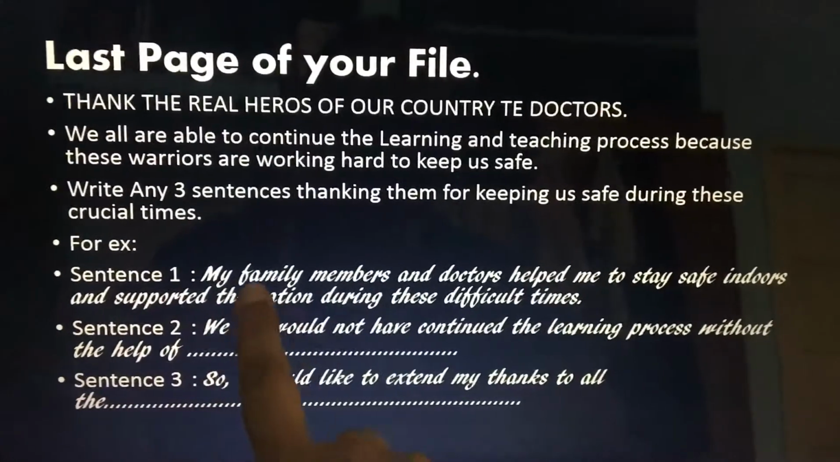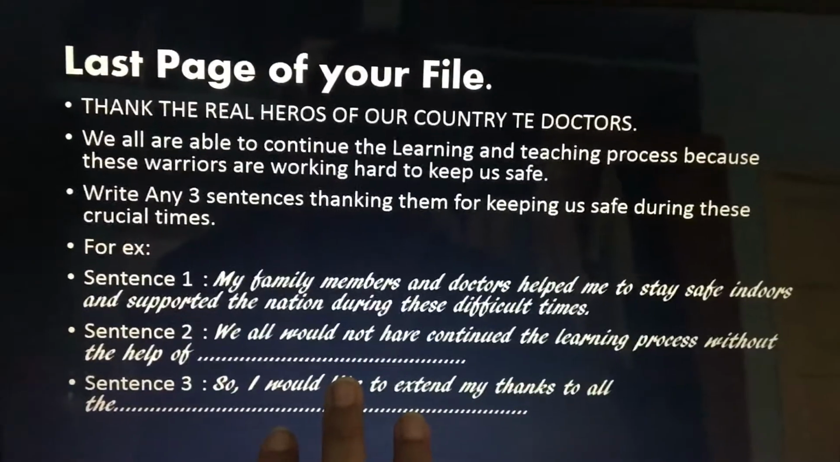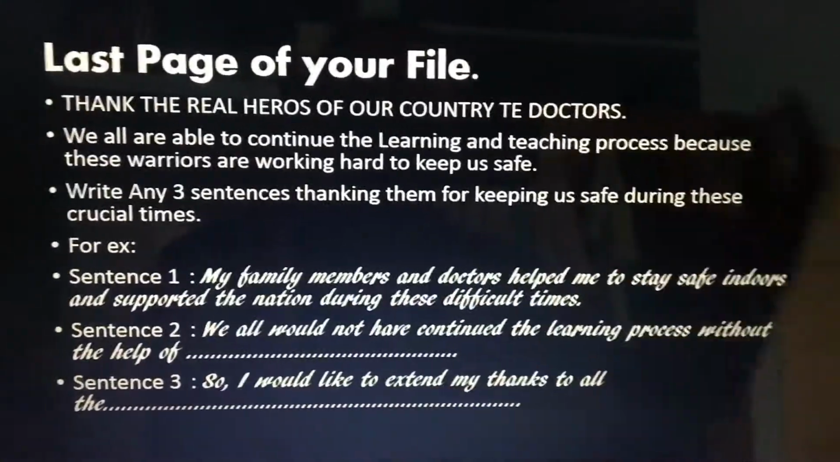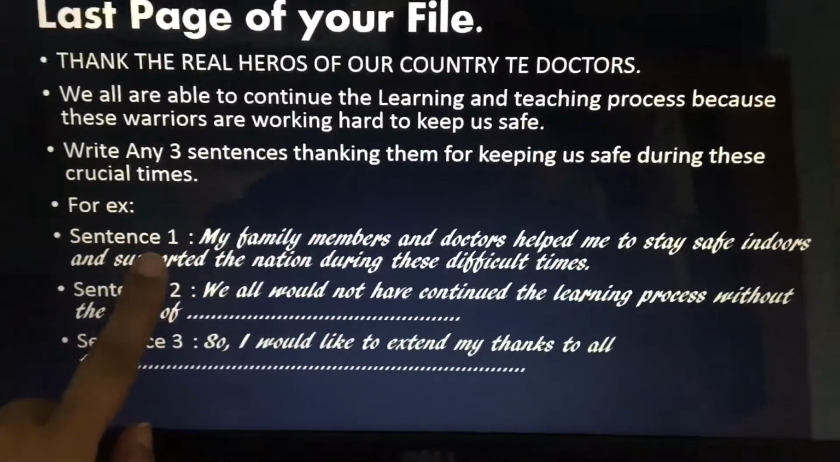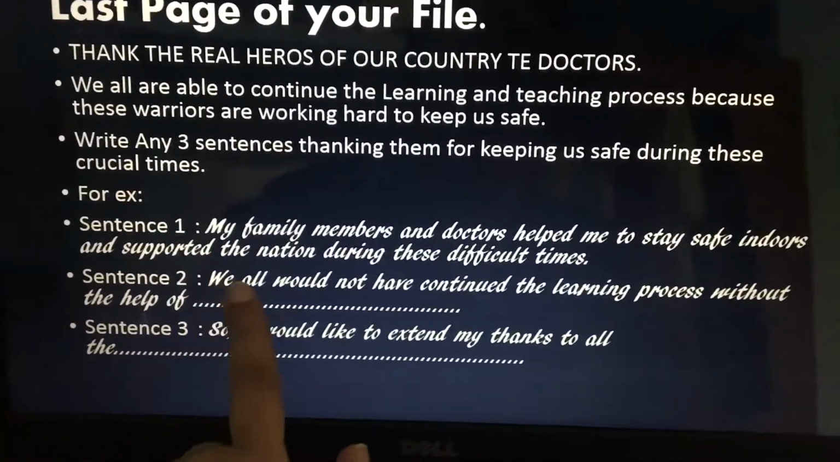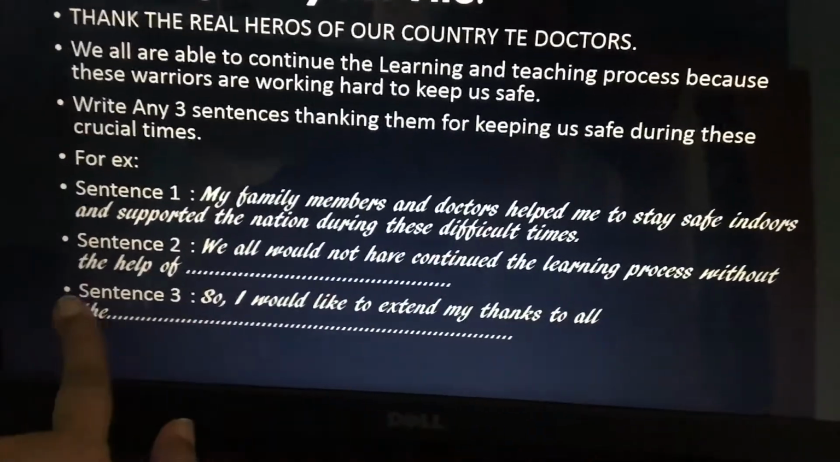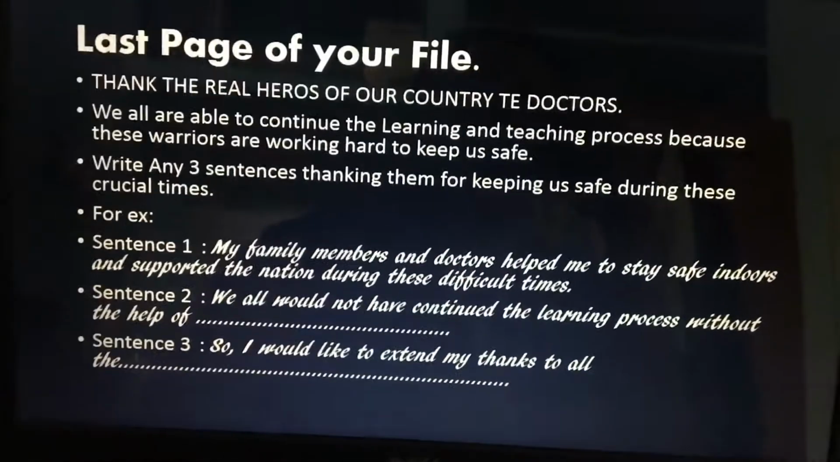So the first sentence is just an example. Please do not copy this, children. I want it in your own words. When I check your assignment, I should see in your own words how heartfully you are thanking the entire medical community. So the first sentence I gave as an example, the second sentence is why we should thank them, and the third sentence, that is why I am thanking them because. This will be the last page of your file, children.